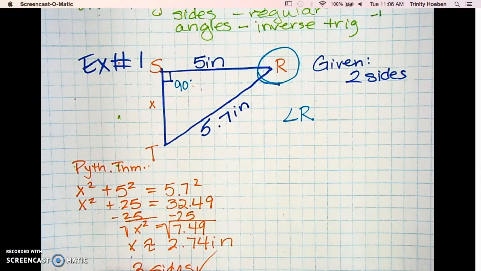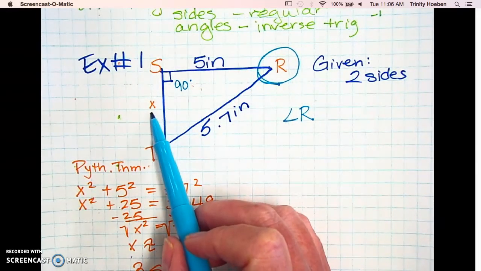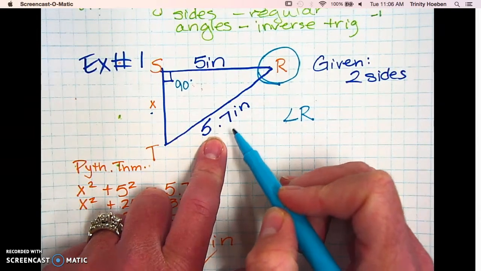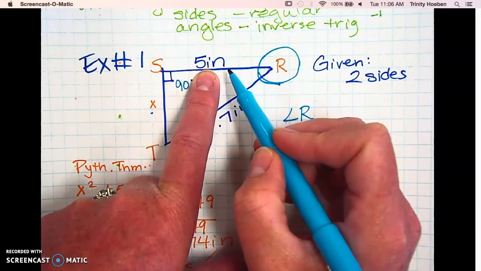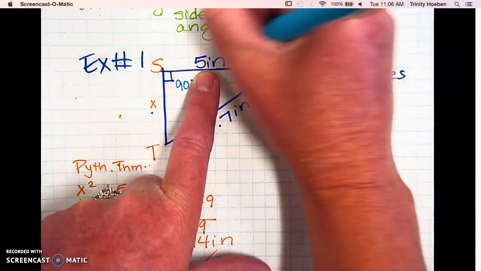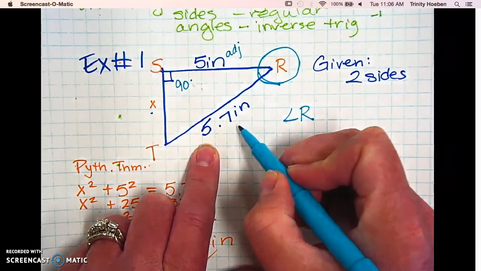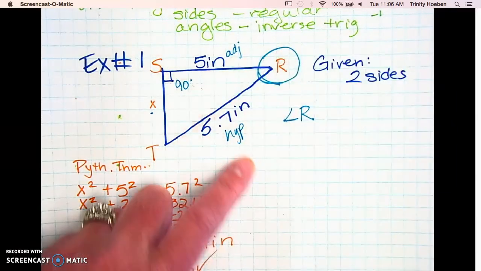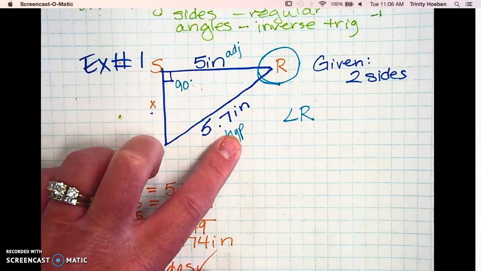And then you're going to use two of the sides, right? So over here, we've got this side that we just figured out, but we already know the 5 and the 5.7. So from R, the 5 is opposite, adjacent, or hypotenuse? Adjacent. So I'm going to write a little ADJ. And over here, the one that's labeled 5.7, opposite, adjacent, or hypotenuse? Hypotenuse. And so you have to think, okay, which of the three trig functions uses adjacent and hypotenuse?